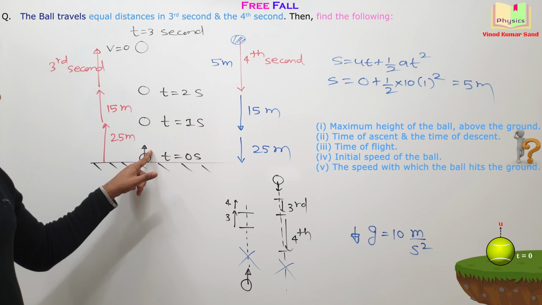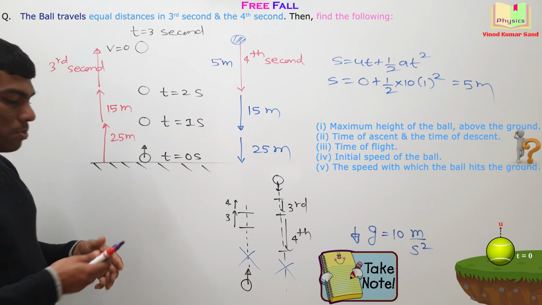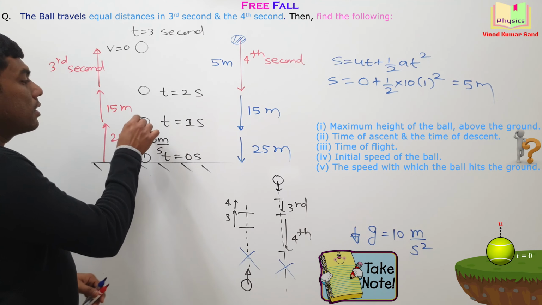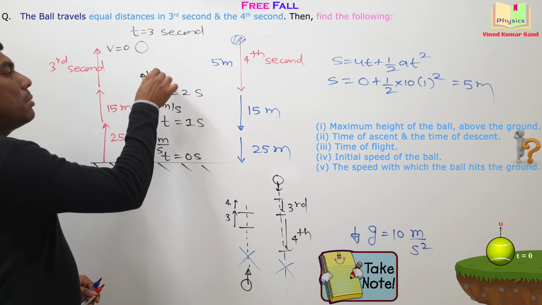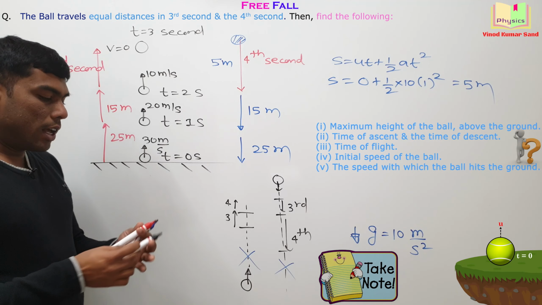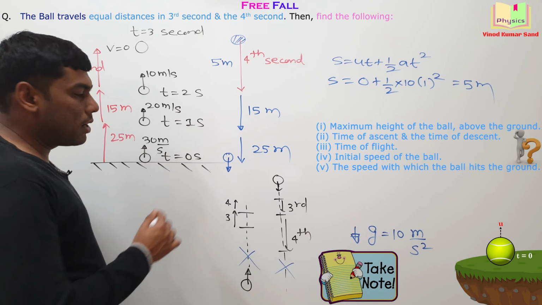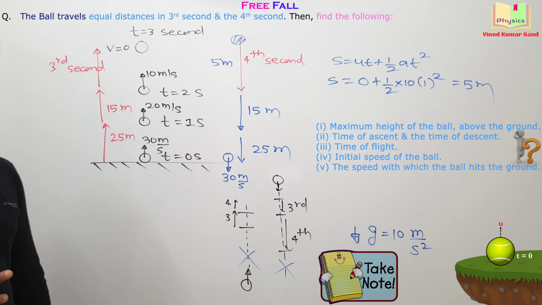Now, can you answer what is the speed of the ball at this moment, the moment of projection? It's simple. In 3 seconds, if the speed is becoming 0, this should be 30 meters per second. This should be 20 meters per second. This should be 10 meters per second. If someone asks us, the ball will be hitting the ground with what speed? What should be our reply? Same 30 meters per second. Okay, you note it down.